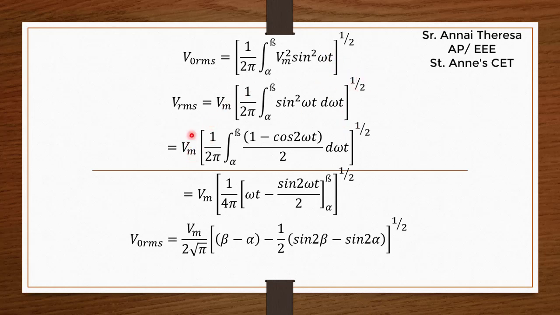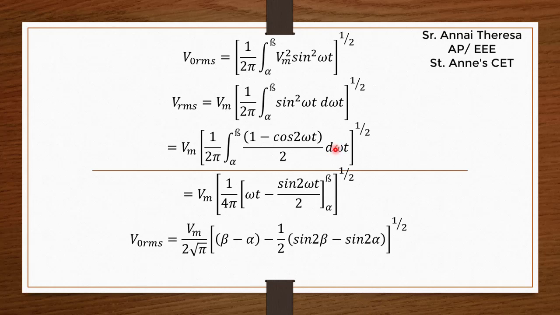Then Vm into 1 by 2 pi, alpha to beta. This sin square omega t we can write as 1 minus cos 2 omega t by 2, that is the formula. Sin square omega t is equal to 1 minus cos 2 omega t by 2, into d omega t, whole power 1 by 2. So Vm into 1 by, multiply this term here, since it is a common term we can take it outside. With this term we can multiply. So Vm into 1 by 4 pi into 1 into d omega t, the term will be d omega t.